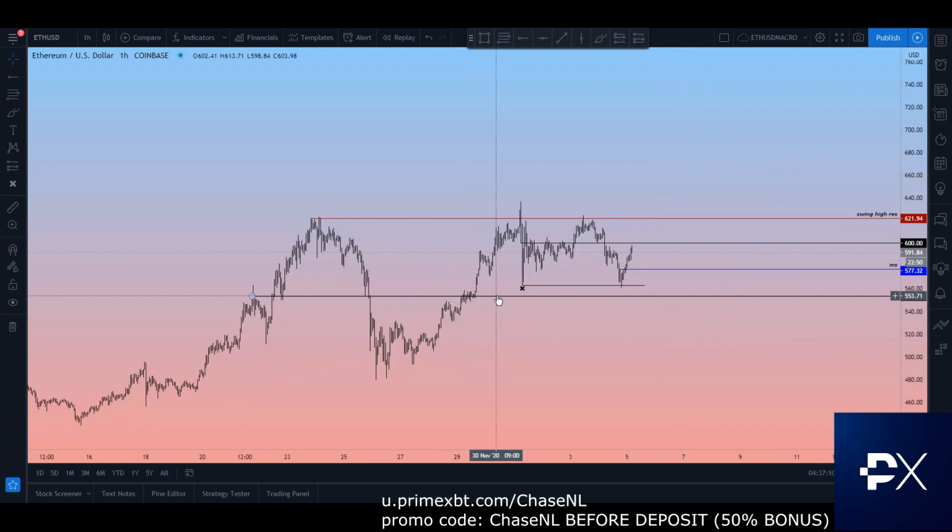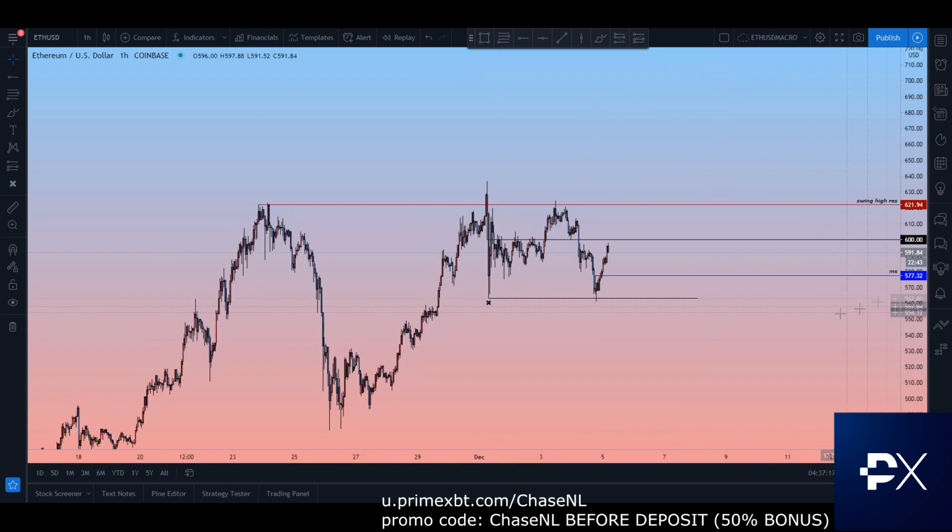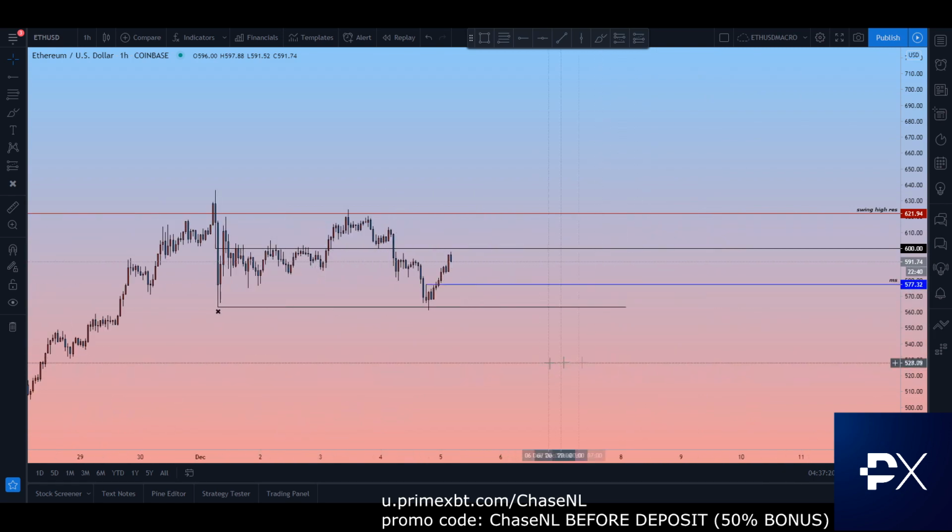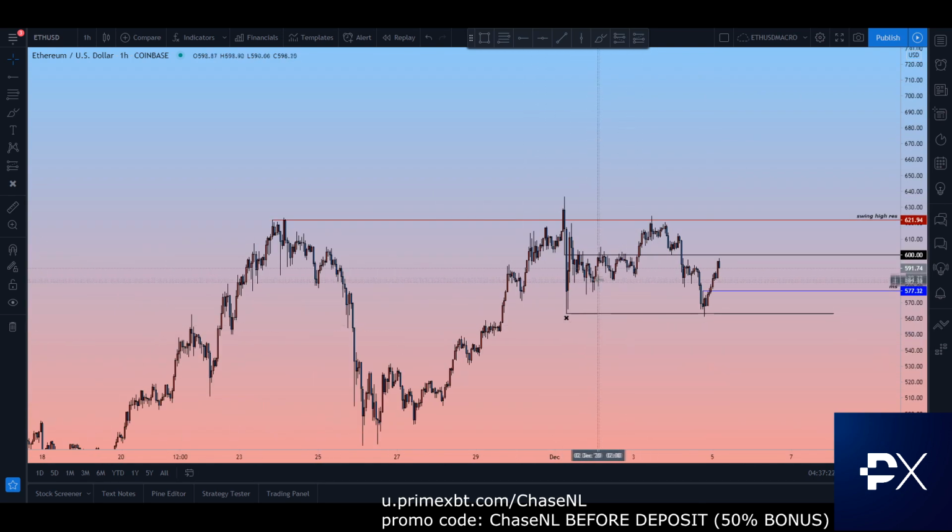We got resistance. We don't need this line at the moment because we just ran liquidity down here and bounced. Try to keep your charts clean, right? Why do we need all these extra lines? We don't need them. Okay, we have our market structure level here. And obviously we had our resistance level here.